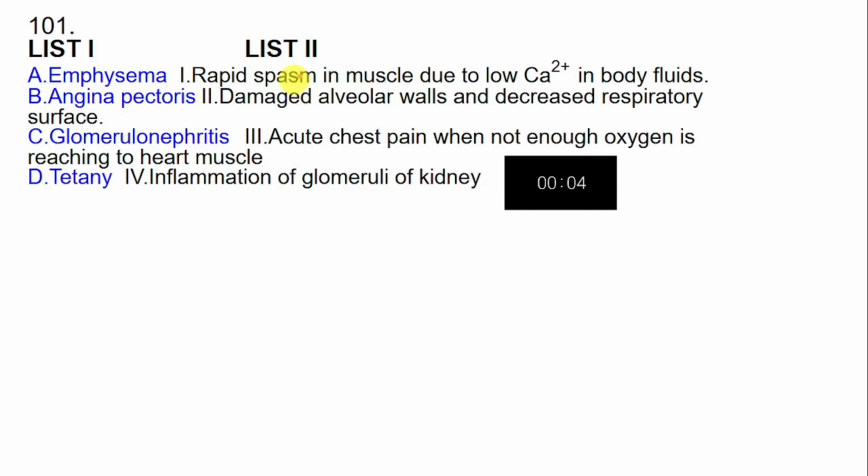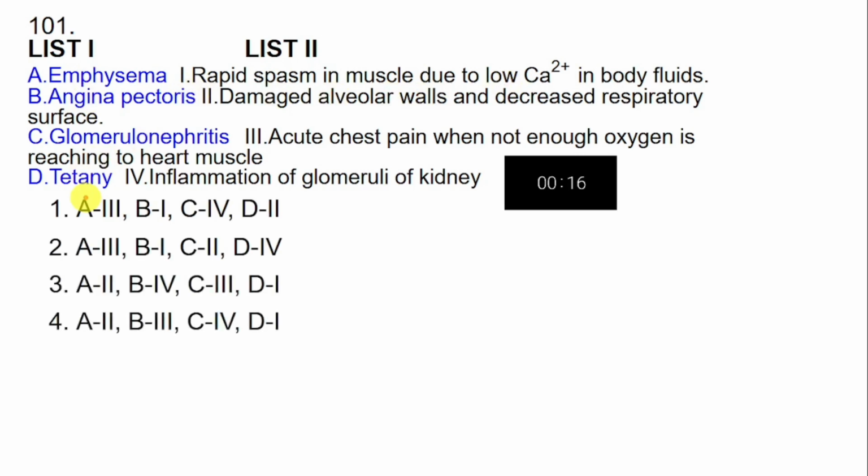Match question. Whenever you have such a list, read the list which has more words. So rapid spasm in muscle due to low calcium, this will be tetany, D1. D1 is in 3 and 4. Next, damaged alveolar walls. So alveoli related is emphysema, A2. A2 is again common here. Now you will have to rule out between B4 and C3. Angina is acute chest pain. So it is not B4, it is B3. So option 4 is the right answer.